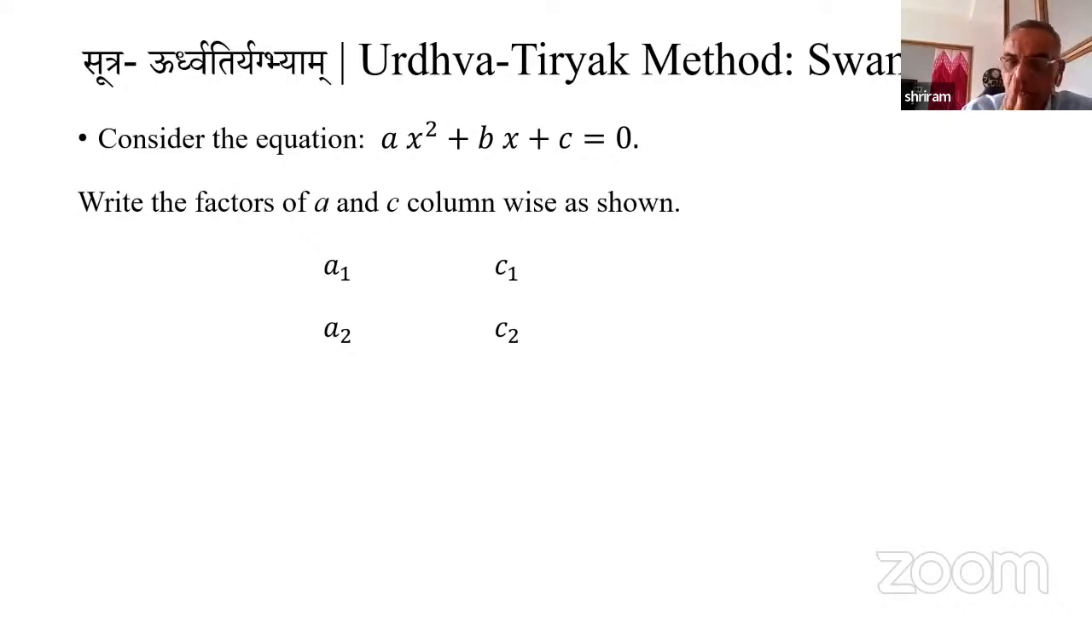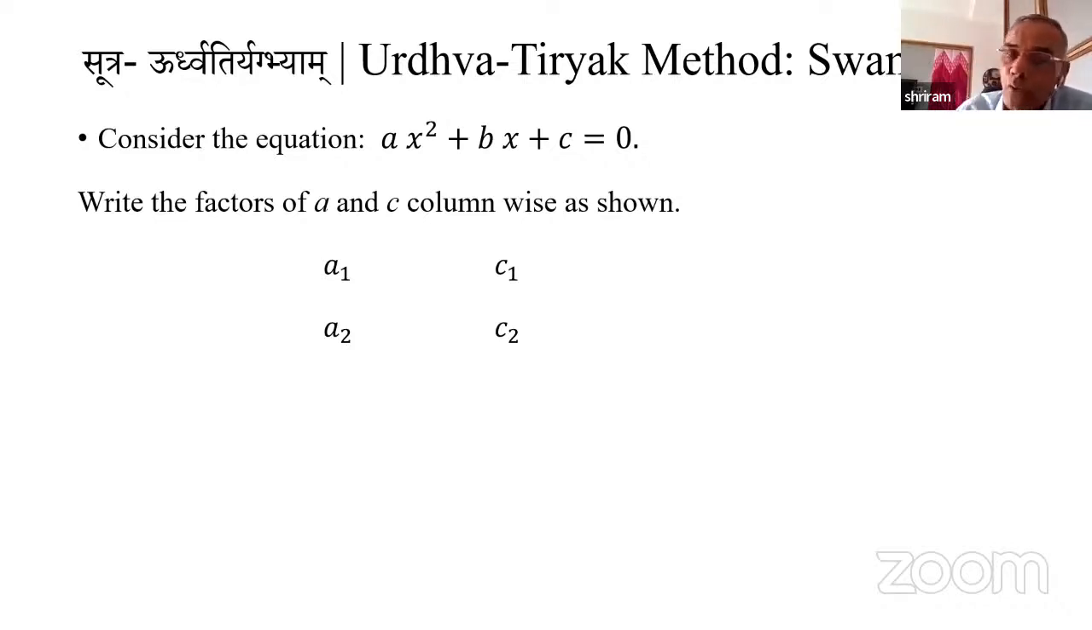You have to write a1, a2, and then c1, c2. Which factors are to be selected? When I say write the factors, the natural question is which factors are to be selected and in which order they should be written. The order and the selection depends on a condition, that actually we have applied the Urdhva form.